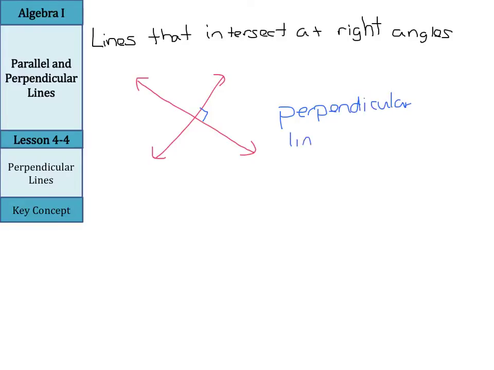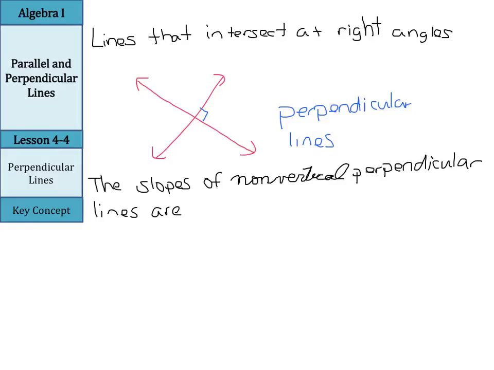Now, perpendicular lines have special properties. Parallel lines have the same slope. Perpendicular lines do not. The slopes of non-vertical perpendicular lines are opposite reciprocals.